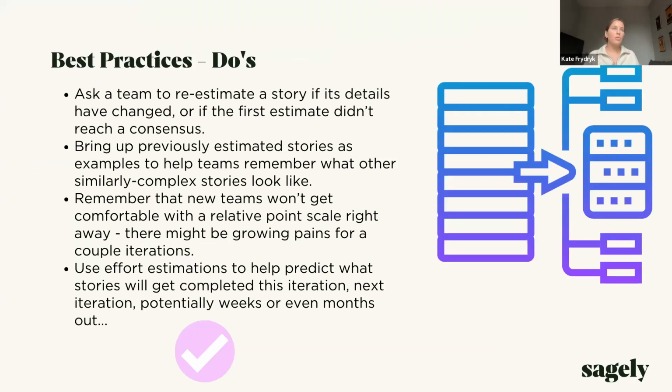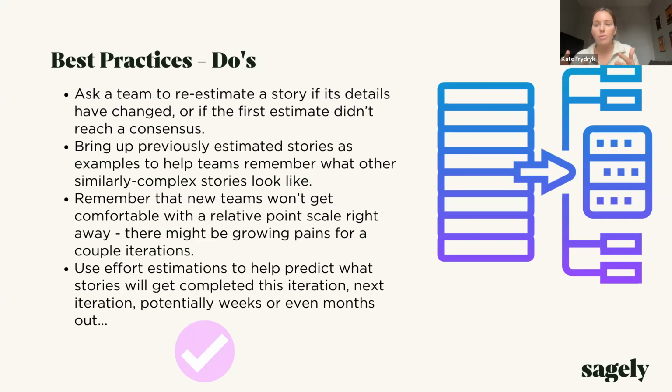So best practices when doing estimations: re-estimate a story if something's changed, or if for the first estimate you didn't reach a consensus, we'll just go back and re-estimate after having a discussion. Use previously estimated user stories as a reference, an example to remember when or why we estimated something.